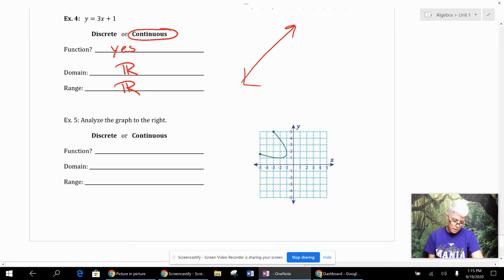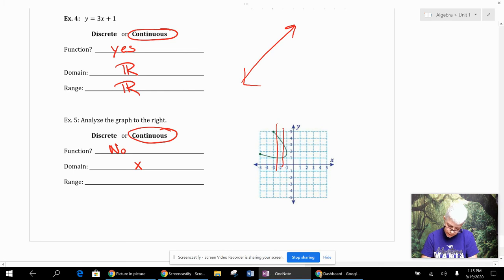Okay, let's look at the next one. Is this discrete or continuous? It's continuous because even though there are endpoints, they're connected. So we call it continuous. Is it a function? Well, let's see. Vertical line test? No, it fails it. All right. Watch what we're going to do with the domain and range. So let's see. The domain is x, so I'm going to put an x in the middle.